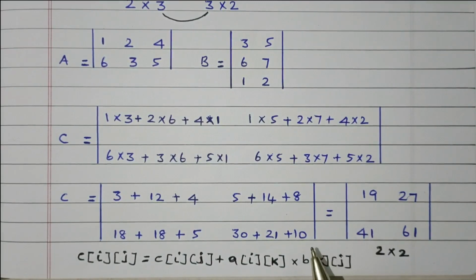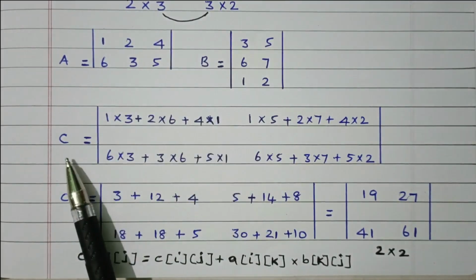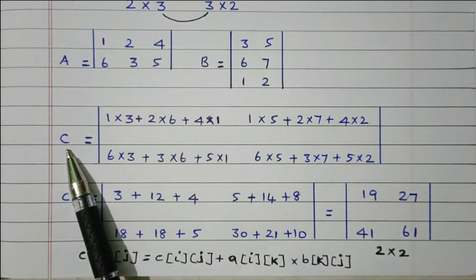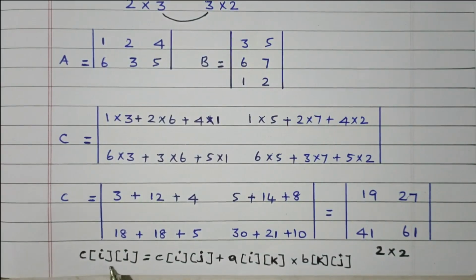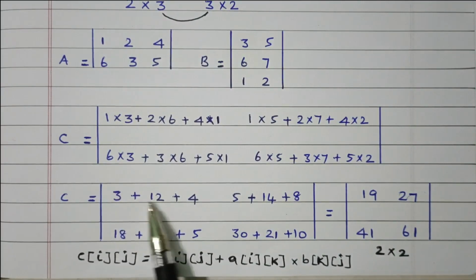Okay. So then how to frame the expression, the equation? We need to frame one expression while writing the program, right? How to do that? C of ij, right? A is the first matrix, B is the second matrix, C is the resultant multiplication matrix. C of ij equal to C of ij. Why are we writing this? We need to add 3 elements.